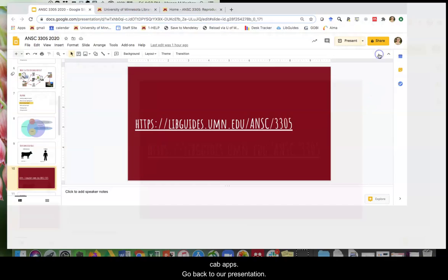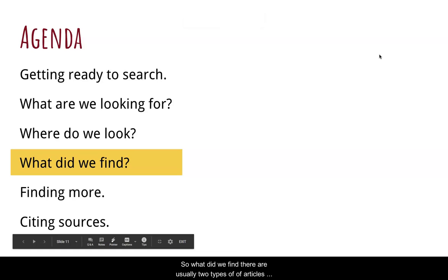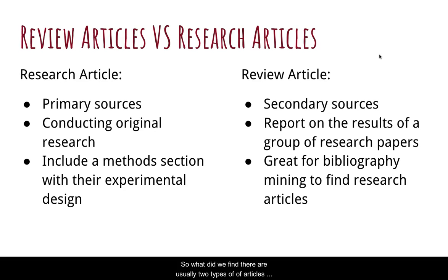Go back to our presentation. So what did we find? There are usually two types of articles that you'll find in these databases, and those are research articles and review articles. Which is not to be confused with peer-reviewed articles. They're all peer-reviewed, but they're two different types of peer-reviewed articles.